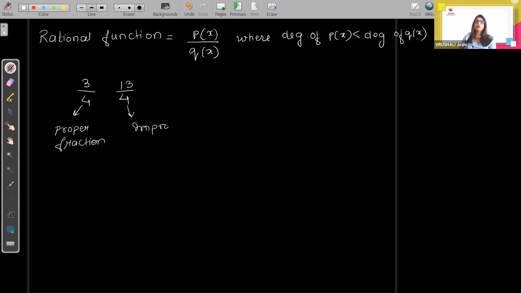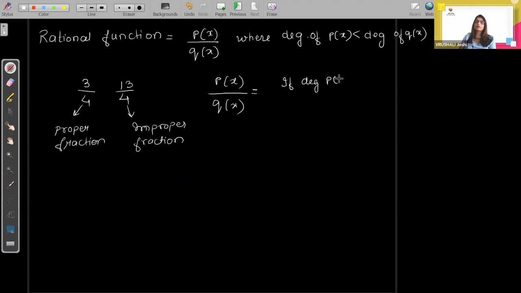Thus, if you know this, then understanding a rational function is equally easy. Which means what? If we have a rational function which is p of x by q of x, correct? Let's take an example instead. Suppose I take (x + 1) by (x² + 2x + 3).